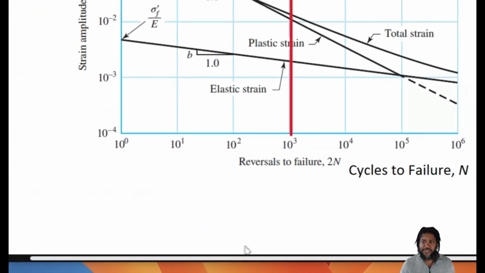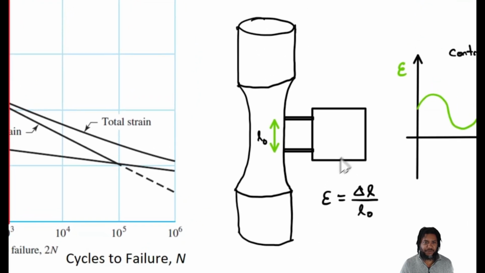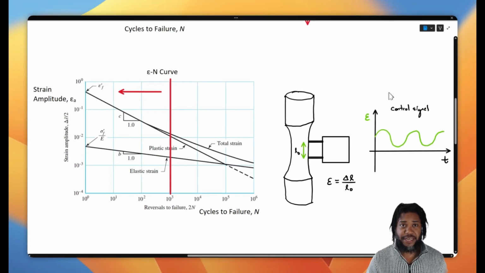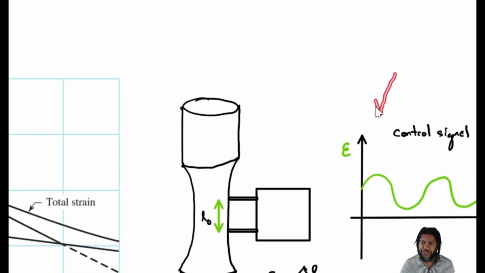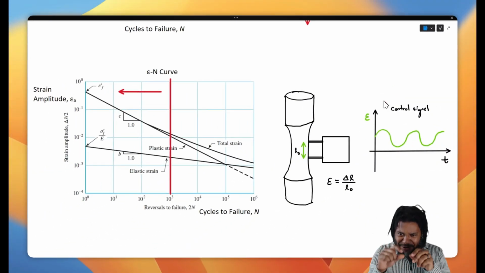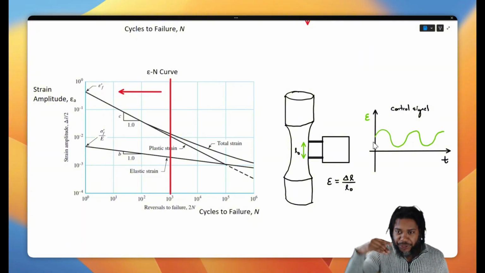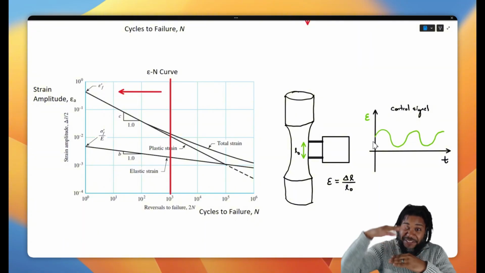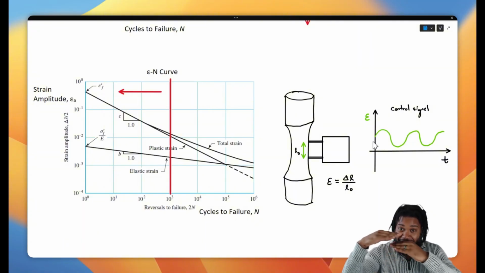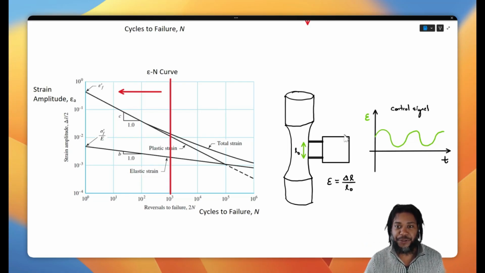Now, what does it actually entail? How does this test work? Well, we'll take our sample and we actually control by the local strain in the region where we expect a crack to form and plastic deformation to accumulate. And so we are cycling via the strain. We're controlling the strain until we get to a cycles to failure.